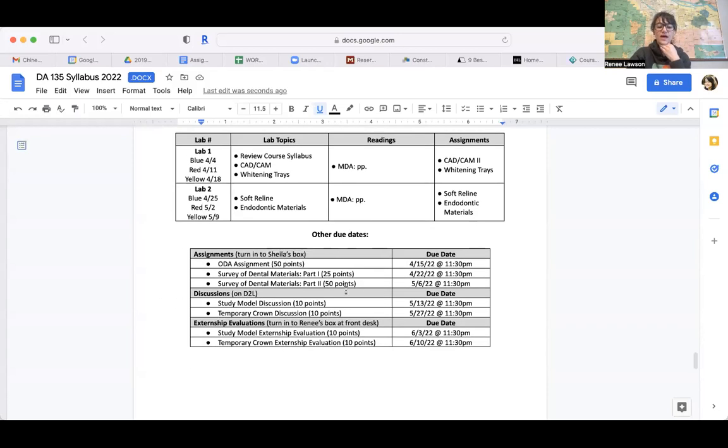And then these are all those other assignments that I talked about, and these are the due dates for those assignments. So like the ODA assignment is the first one. You're going to go to conference week 1, and then you are going to write a paper on it. And then it's due the second week on Friday. So all of these due dates are Fridays at 11:30. All of these things will either be done or submitted on D2L.